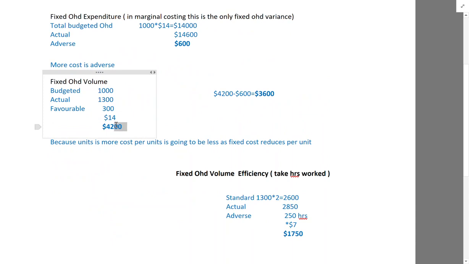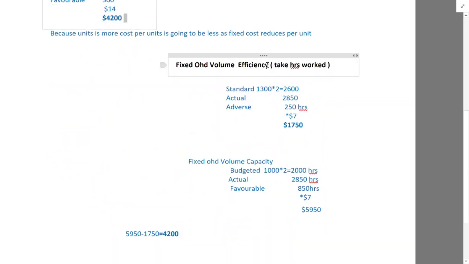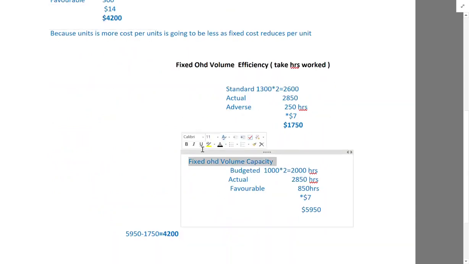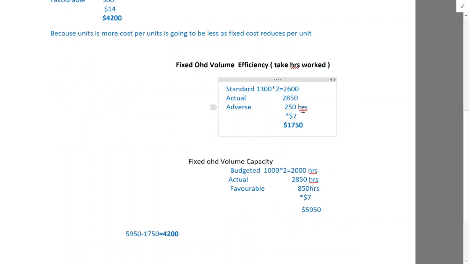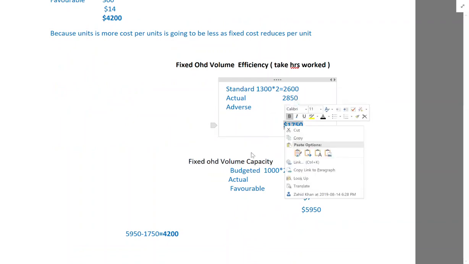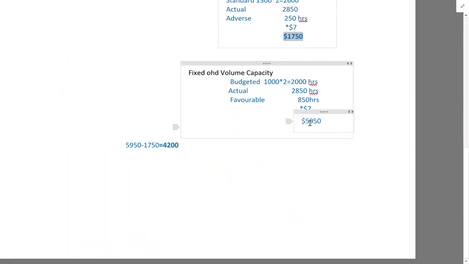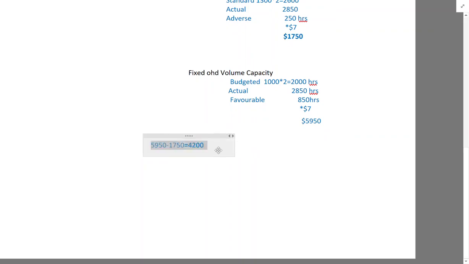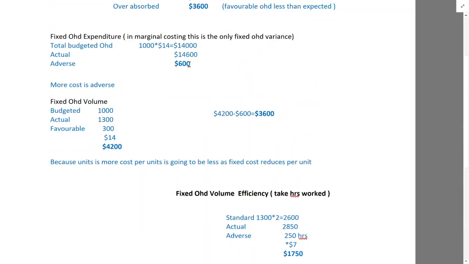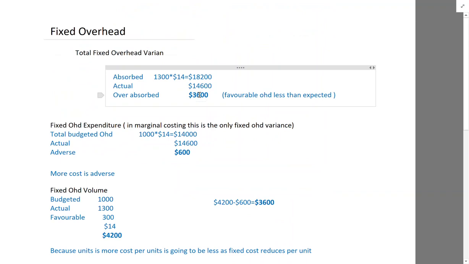And this volume is more or less because of two reasons: the efficiency and the capacity. Efficiency is adverse because we work slower. So we have spent 1750 more on efficiency, but we saved 5950 on capacity, which is more than what we incurred on efficiency. So the overall 4200 favorable on volume, and then both of them combined gives total.